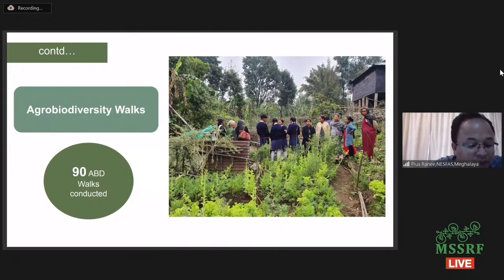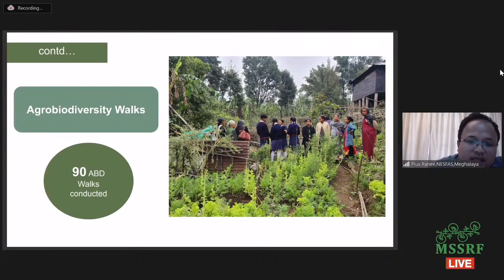We also need to see how such a diverse knowledge system is passed on to the young generations. So we introduced an innovative idea called the Agro Biodiversity Walk. In this process, the knowledge holders take the students or young people to a particular system and share with them the different plants and the knowledge associated with it. For example, in one village, the students were able to learn more than 100 wild edible plants, which were previously not known to them.